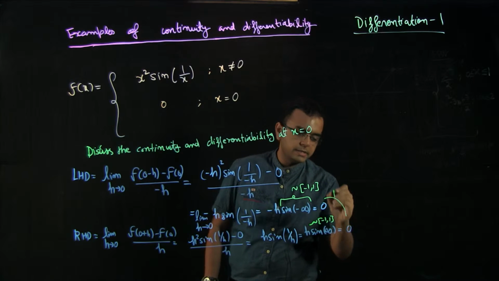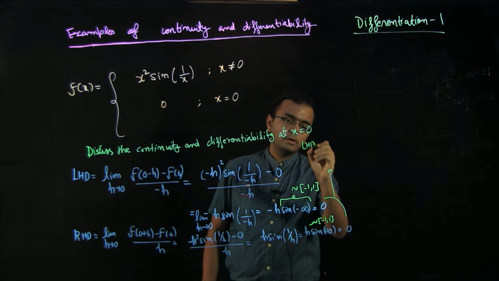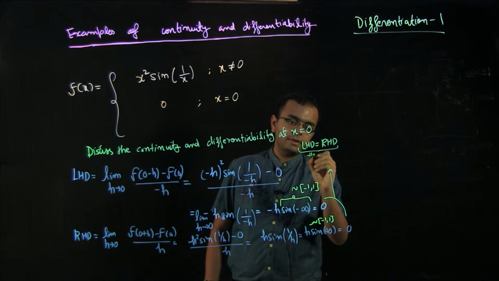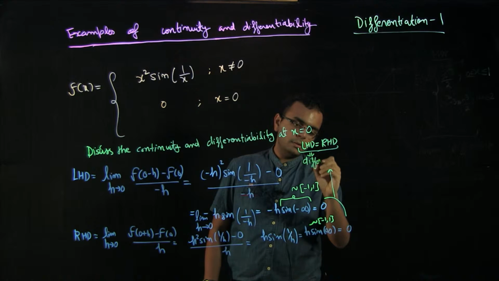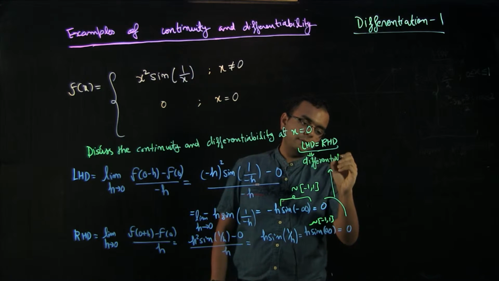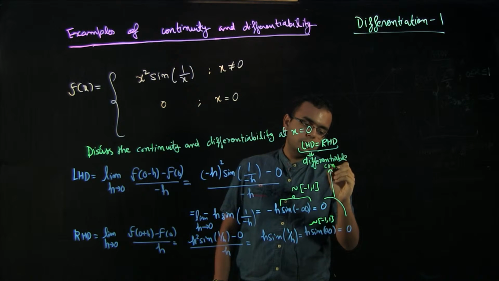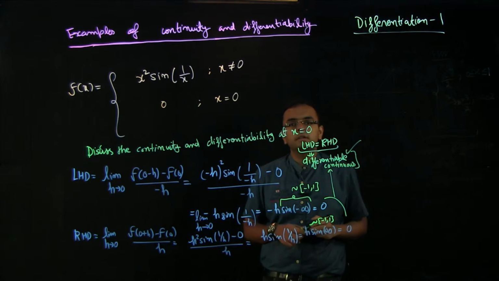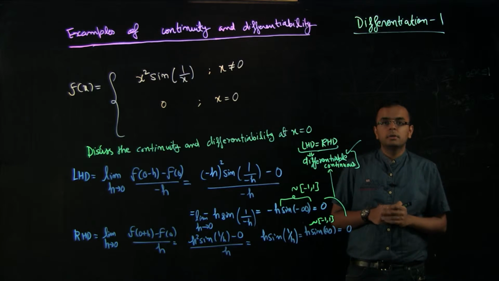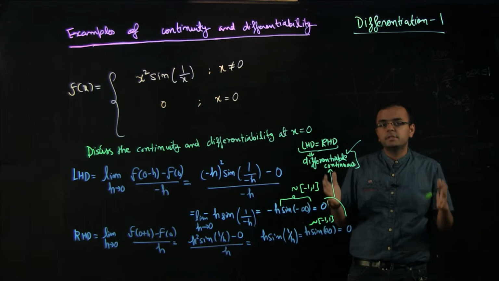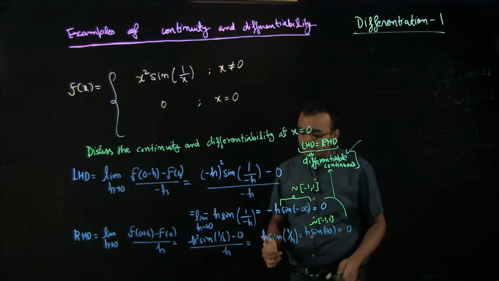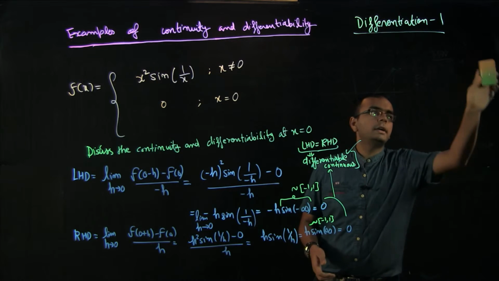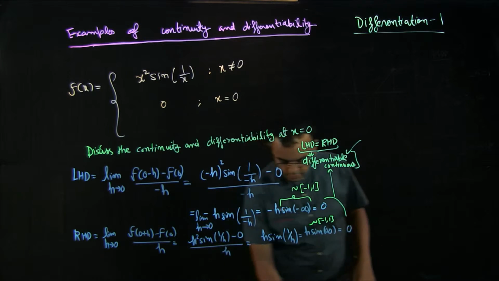So LHD and RHD are the same. LHD is equal to RHD, which means the function is differentiable, and because it is differentiable, it is also continuous. Okay, it is differentiable as well as continuous. So I hope you understand that you may get problems where you might just have to directly evaluate LHD and RHD and see whether the function is differentiable or not. Alright, so let us do one more problem on the same topic.